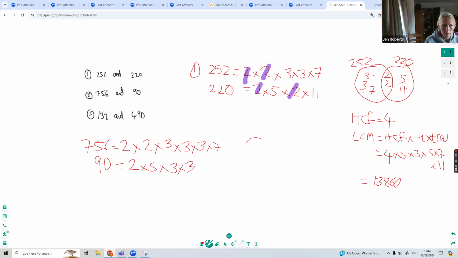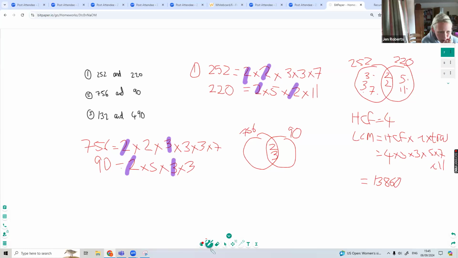So for your Venn, what appears in both? You've got a 2, let me put that in the middle. This is 756 and this is 90. You've got a 3, that goes in the middle. Oh no, we've got another 3 as well, haven't we? Sorry. And you've got your 3 here. So your HCF is 2 times 3 times 3, which is 18.